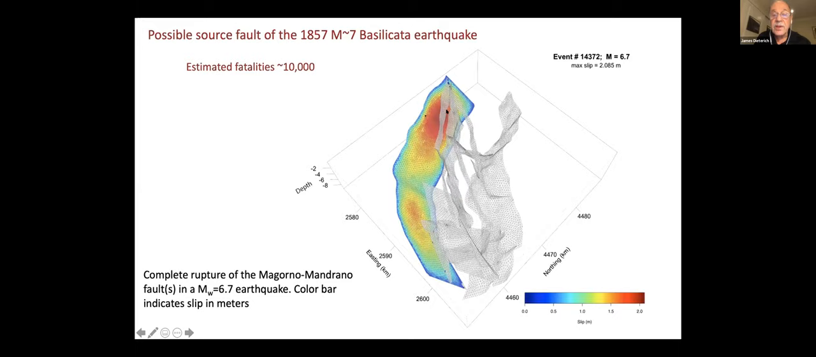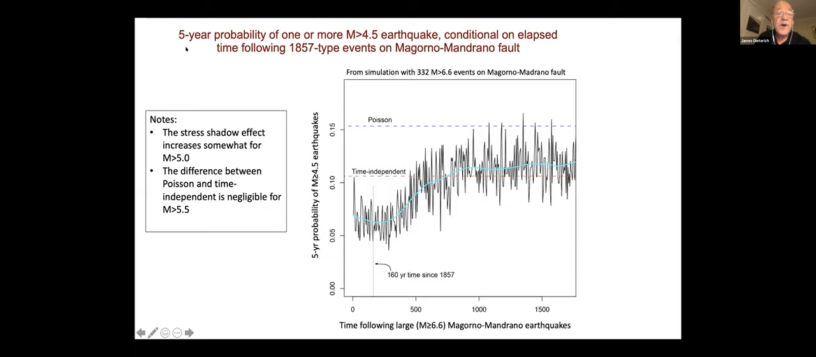Here's the possible source fault for this big earthquake. Again, huge number of fatalities. And it's a complete rupture of this fault. This fault may actually be segmented. We're going to be looking at alternative representations of it. And so here's the five-year probability using these different methods, for events of magnitude 4.5 or larger.